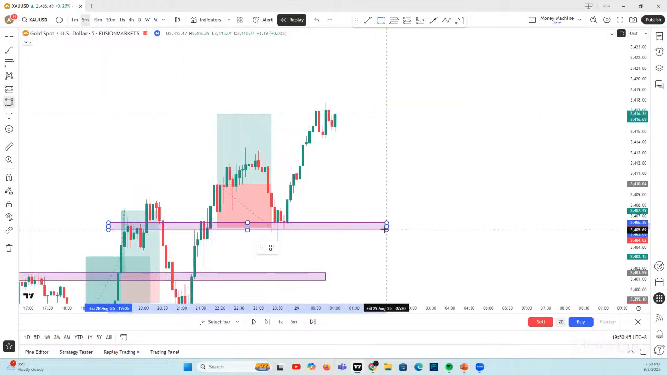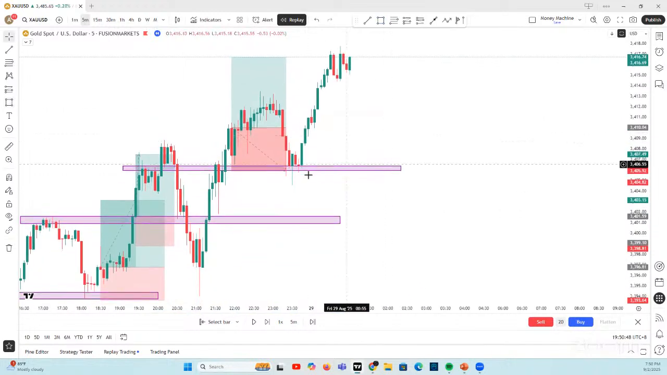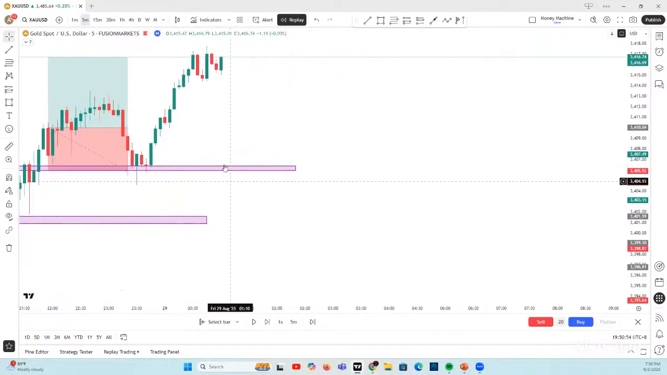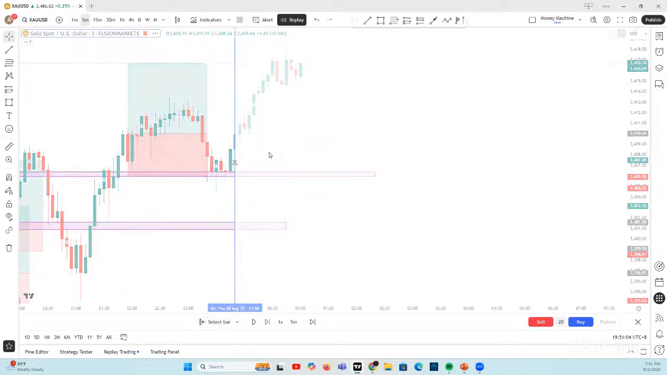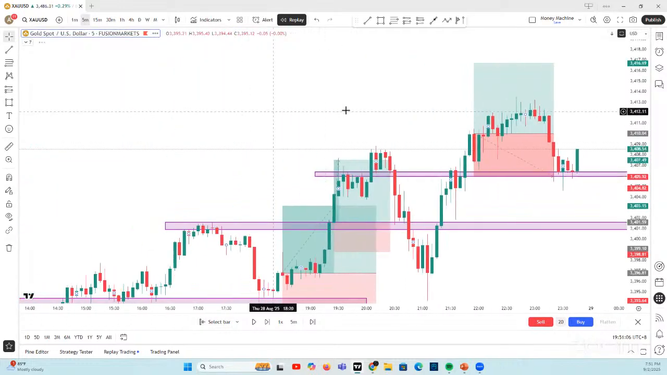So we should have entered here, huh? We should have entered here, not from here. We should have waited, and then there's this doji, right? It's a doji candle, and then a green candle. So this is now the bullish engulfing. That should have been our entry like that.